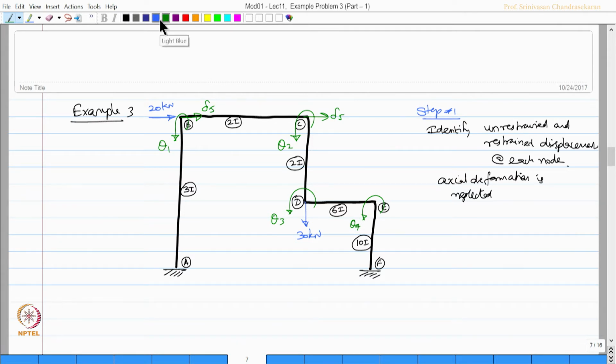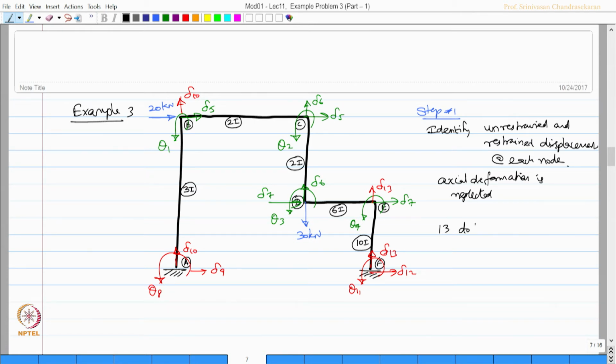So, delta phi, then delta 6, then delta 7, then we have theta 8, delta 9 and delta 10, theta 11, delta 12 and delta 13. So, now friends, there are 13 degrees of freedom.